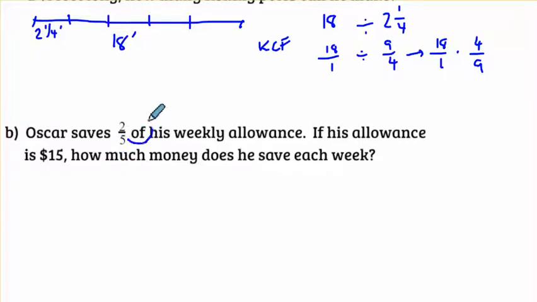The 2/5 of his weekly allowance, well, you know his weekly allowance is 15. This right here is the math problem. 2/5 of 15, and "of" in math always means to multiply. So we're going to take 2/5 times 15.